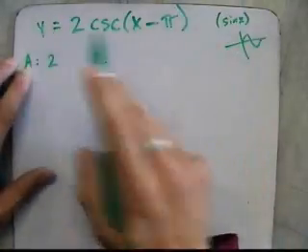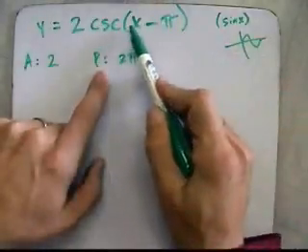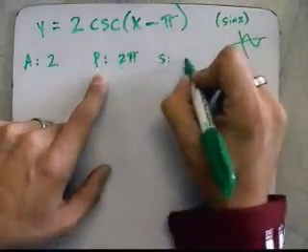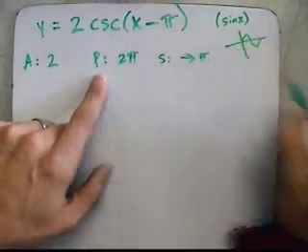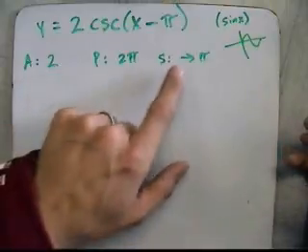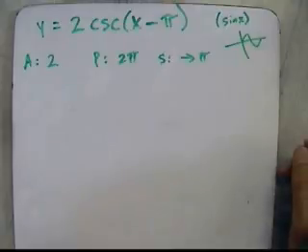It's going to go up 2 and down 2. And the period for this one is 2 pi over b. There's nothing in front of x, there's a 1, so it's 2 pi over 1. And then my shift for this one, I'm actually going to go to the right pi. Okay? So that's what this graph's going to look like. Amplitude's 2, period's 2 pi, and then my shift is right pi. So those are the big things that I want to do.